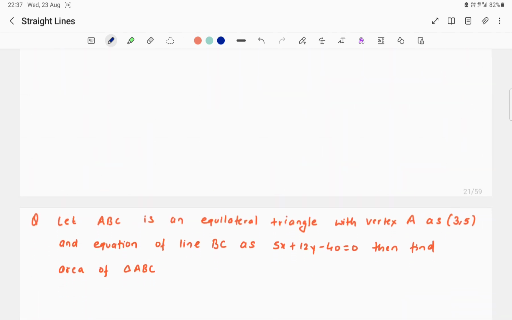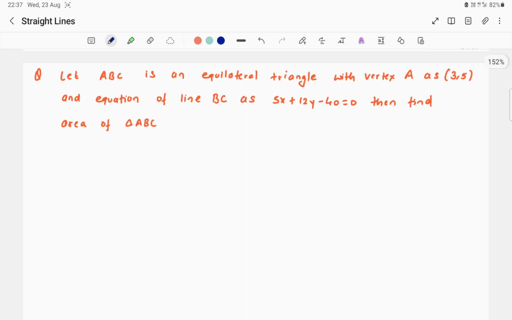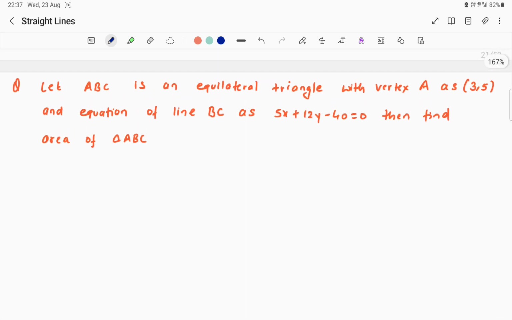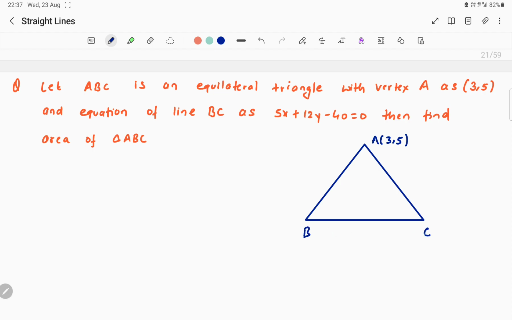So quickly we'll do one more question. Let ABC be an equilateral triangle with vertex A as (3, 5) and the equation of line BC is given. Find the area of the triangle. So see what is happening. There is A, which is, let's say, (3, 5). This is BC, whose equation is 5x + 12y - 40 = 0.